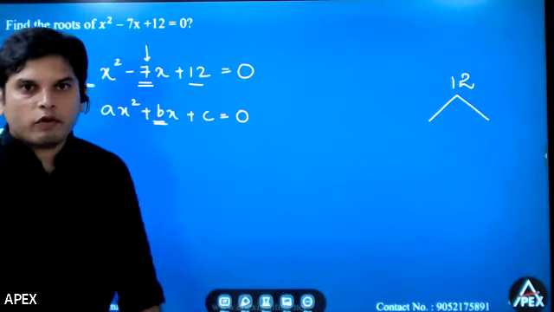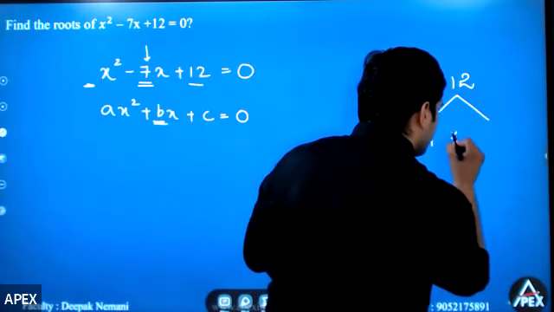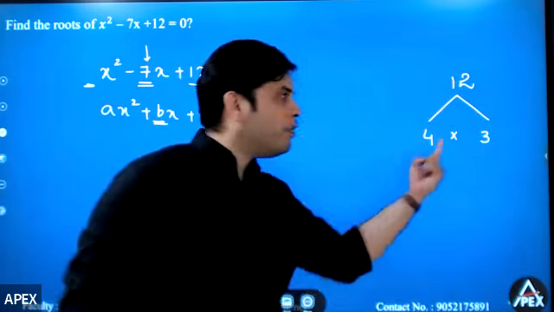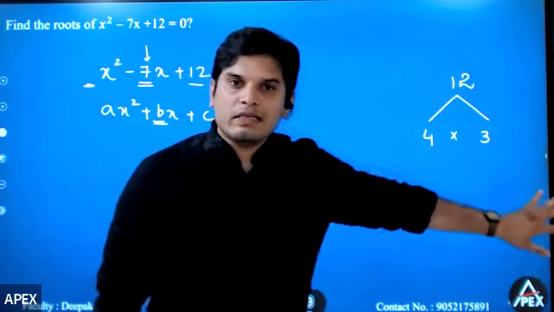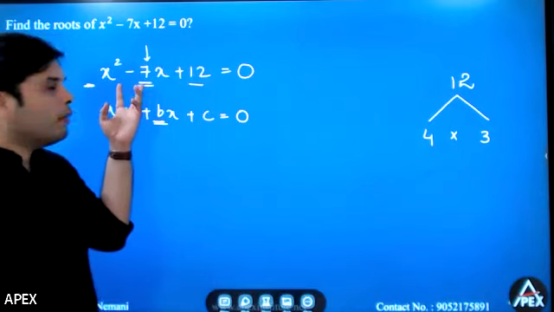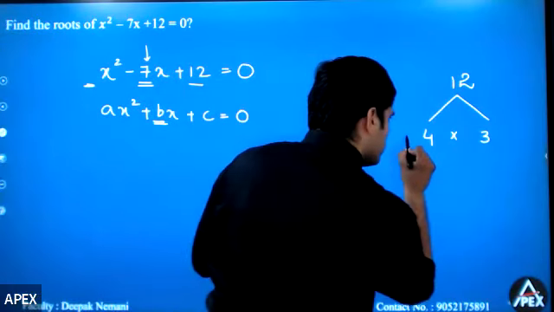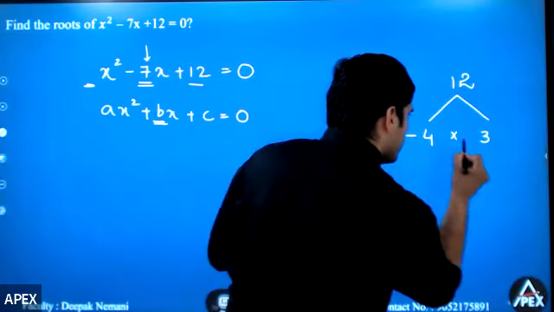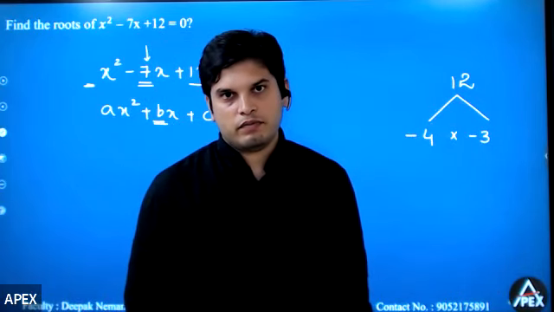Now how can we write 12 as a product of two numbers such that they add up to 7? 4 into 3. But 4 plus 3 is minus 7. Sorry, 4 plus 3 is 7. But we need to have minus 7. Okay. So this can be written as minus 4 into minus 3 is equal to 12 and minus 4 plus minus 3 is minus 7.